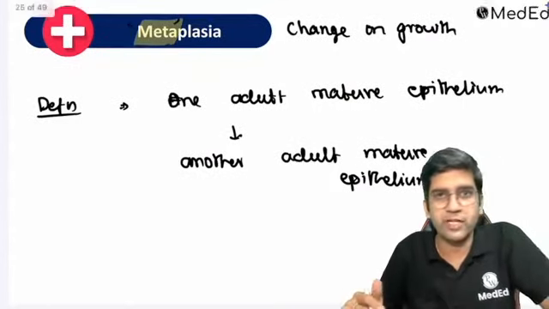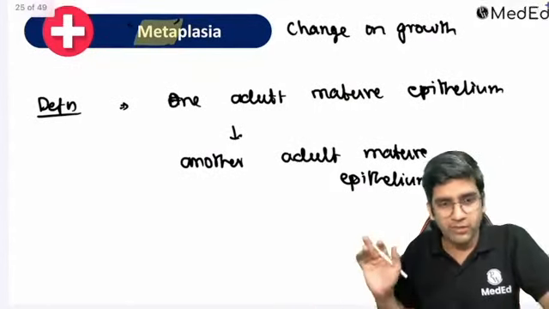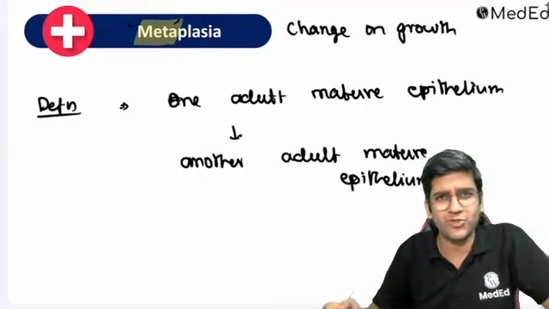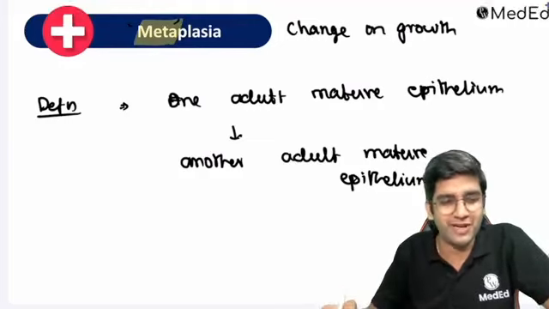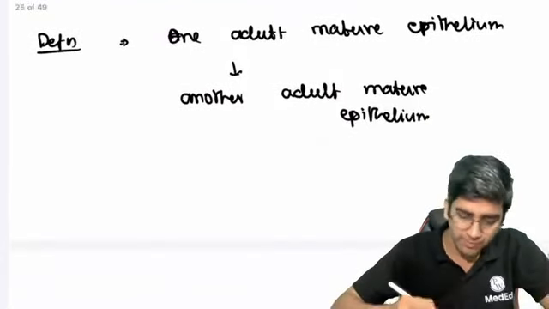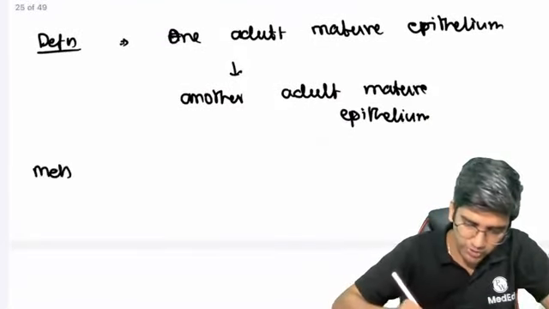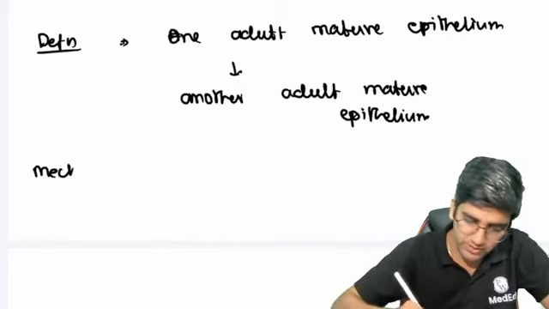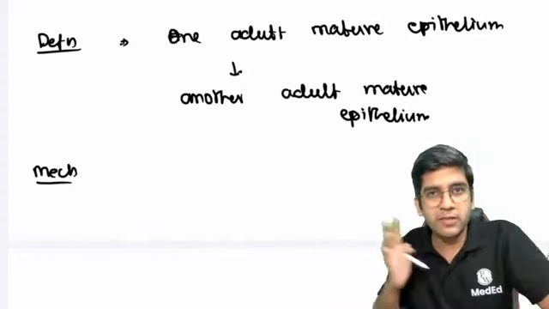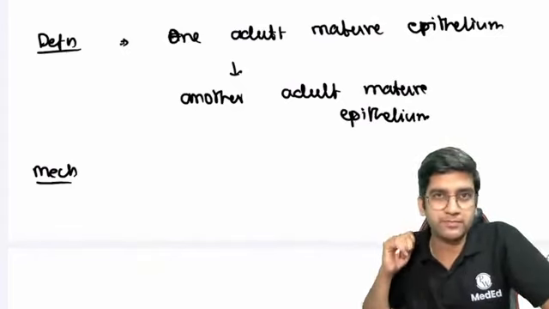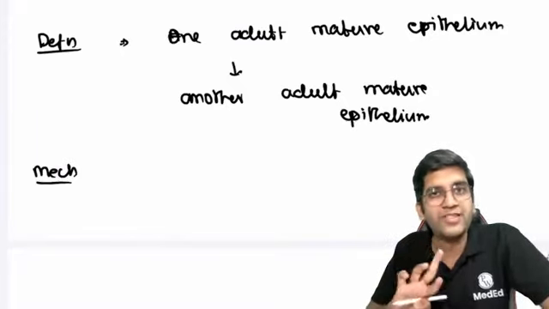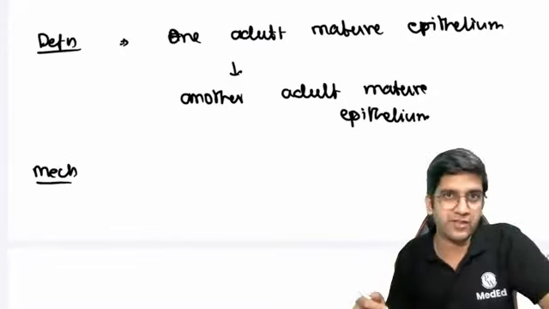What is the first metaplasia that comes to your mind? If you talk about metaplasia, you'll definitely remember one example: Barrett's esophagus. I'm sure everyone remembers Barrett's esophagus. The mechanism of metaplasia is also important. One epithelium becoming another, a squamous epithelium becoming columnar epithelium, means the stem cell should change. Only when the stem cell changes does one epithelium become another epithelium.